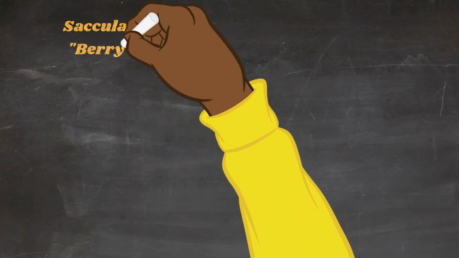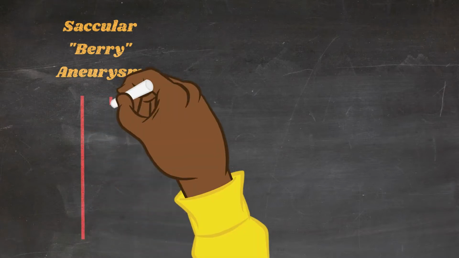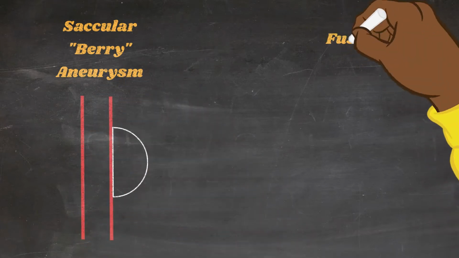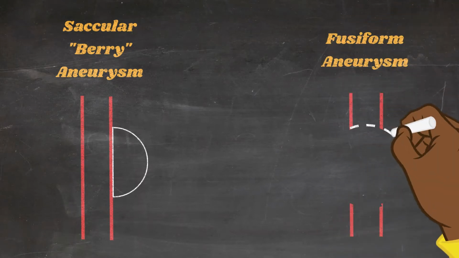They can be classified as saccular, also known as berry, which is a dilatation only on one side of the vessel, or fusiform, which is a circumferential dilatation of the vessel.